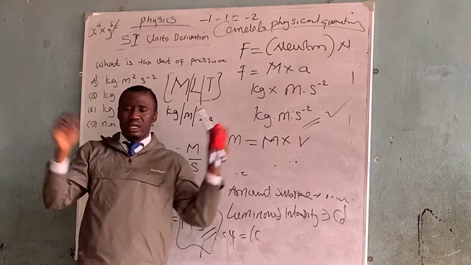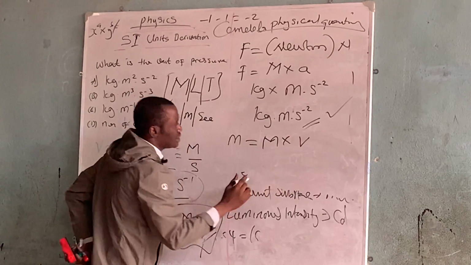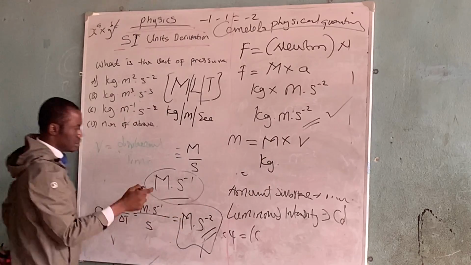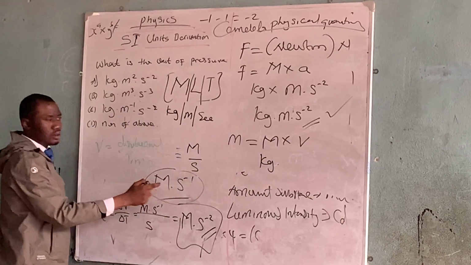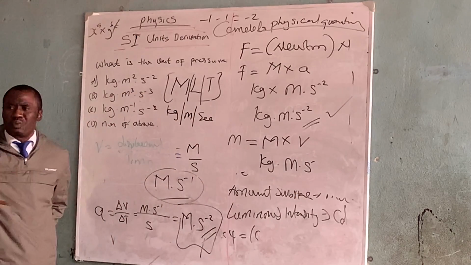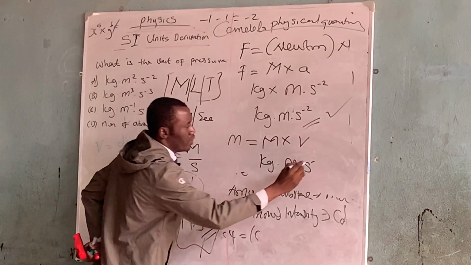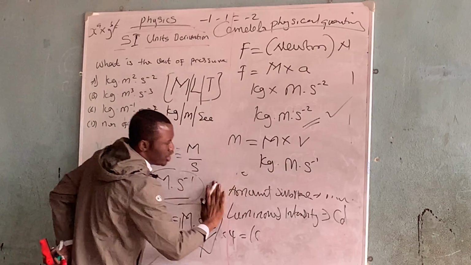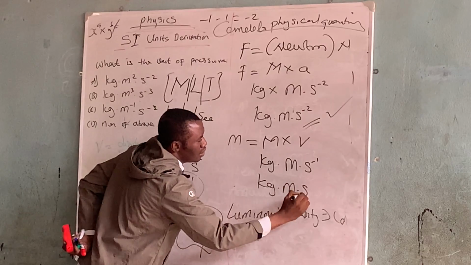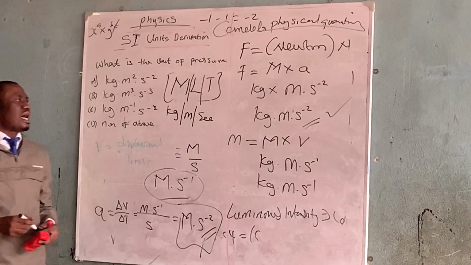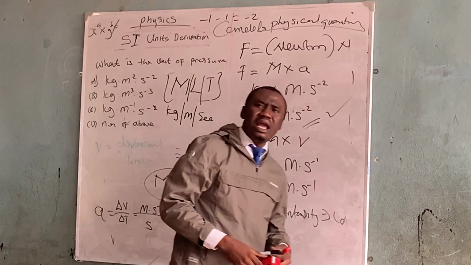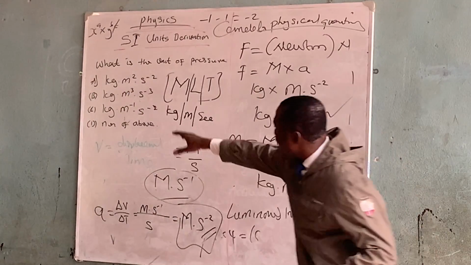Velocity. Are you following? Now, what is the unit for mass? Kilogram. What's the unit for velocity? Meter per second, or meter times seconds raised to the power of -1. Multiply this, and what do you have? Kilogram meter per second. So that's the answer.